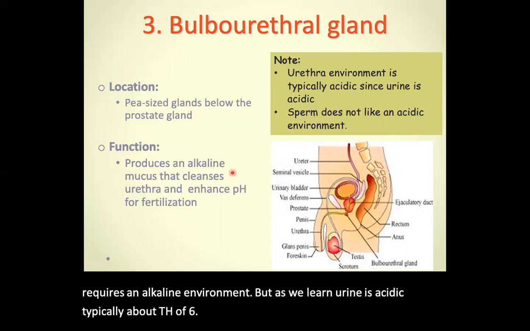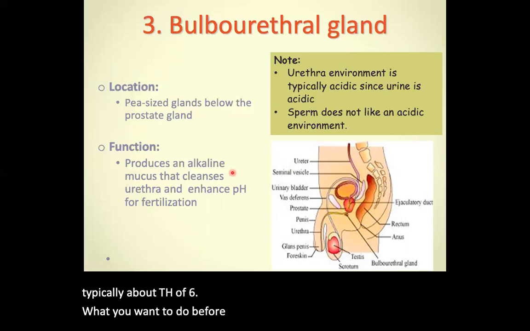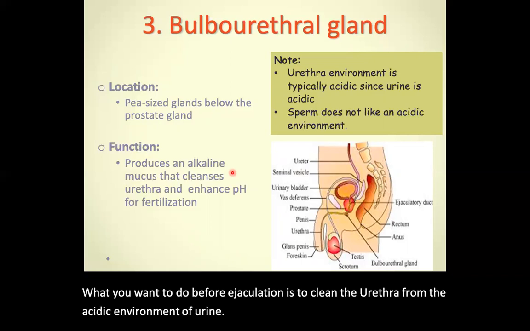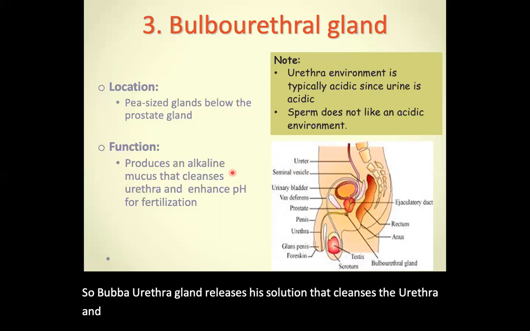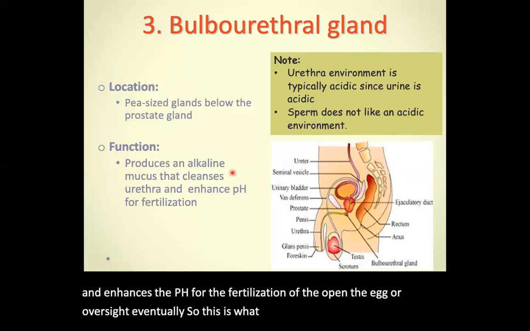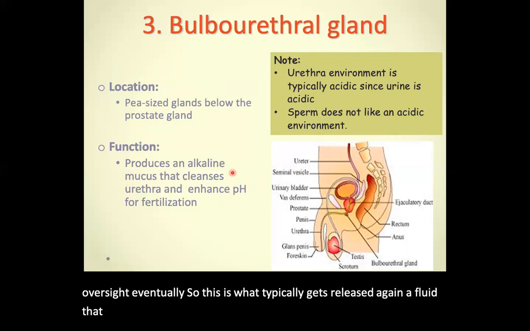what you want to do before ejaculation is to clean the urethra of the acidic environment of urine. So the bulbourethral gland releases a solution that cleanses the urethra and adjusts the pH for the fertilization of the egg, or oocyte, eventually. So this is a fluid that gets released right prior to ejaculation.